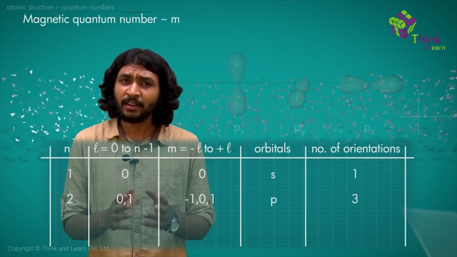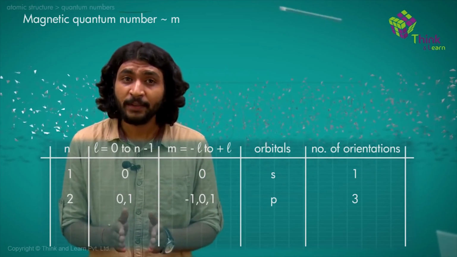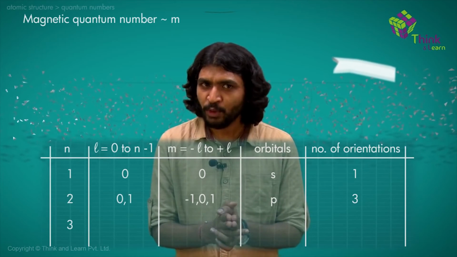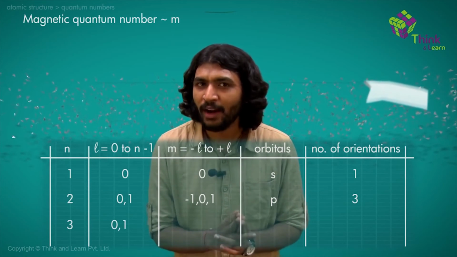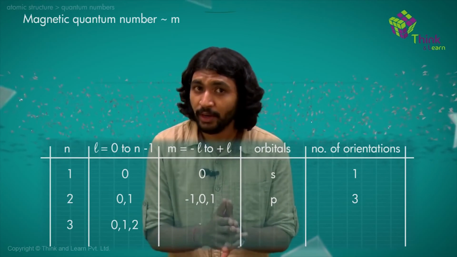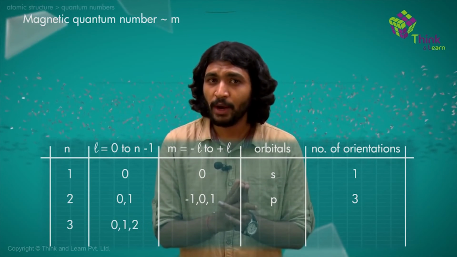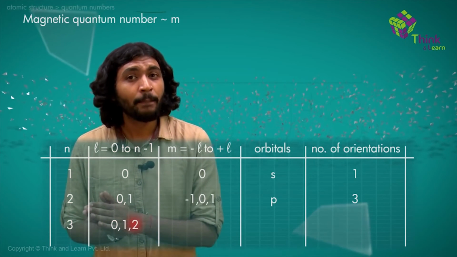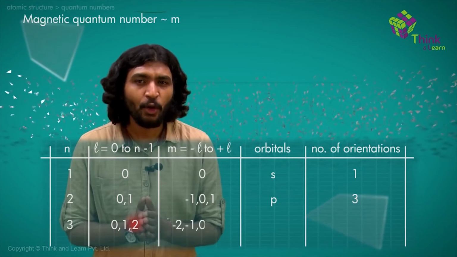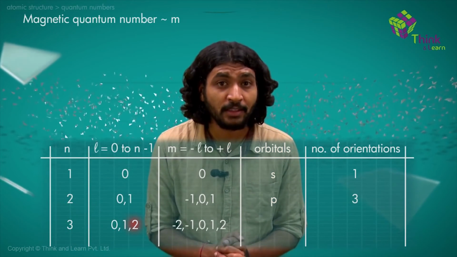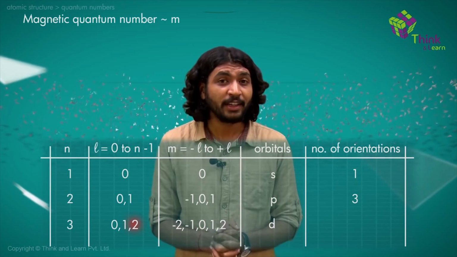Now let's examine energy level 3. For energy level 3, n is equal to 3. So what's L? L is 0, 1, 2. Now what's the magnetic quantum number? You know the orientations for L equal to 0 and L equal to 1. For L equal to 2, the magnetic quantum number is minus 2, minus 1, 0, plus 1 and plus 2. So there are 5 different d orbitals oriented in space around the nucleus.